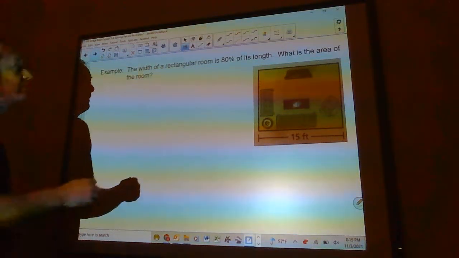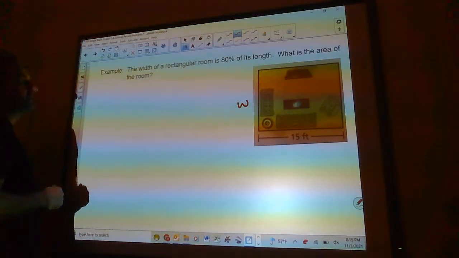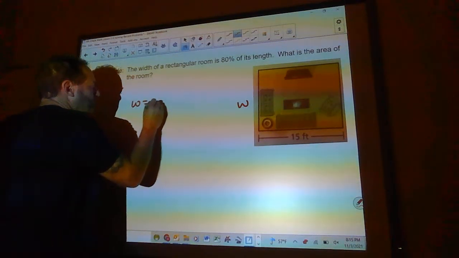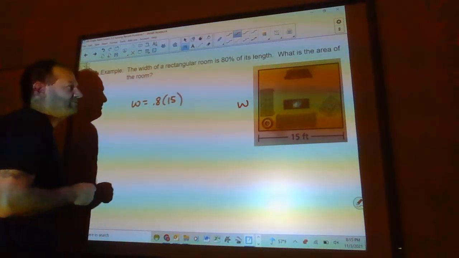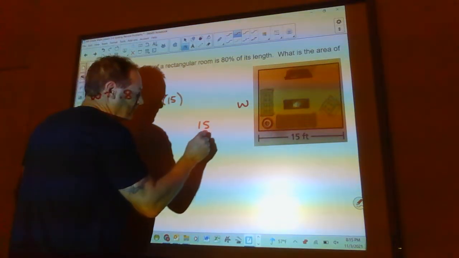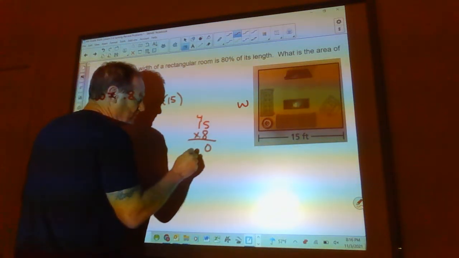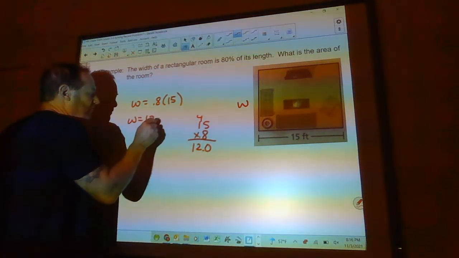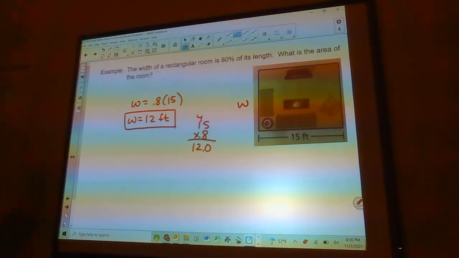Okay, so the width, which would be right here, is 62%, or I'm sorry, is 80% of its length. So W is 0.8, that's 80% of, which means times 15. So I'm going to go ahead and multiply this out. That's going to be 40, that's going to be 12, 1 decimal. So W comes out to be 12, and it's in feet. So I got to have my units down. It's 12 feet. 12 feet by 15 feet.